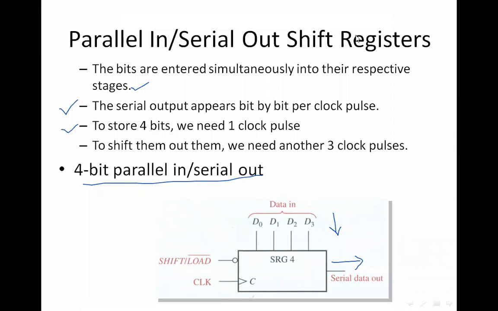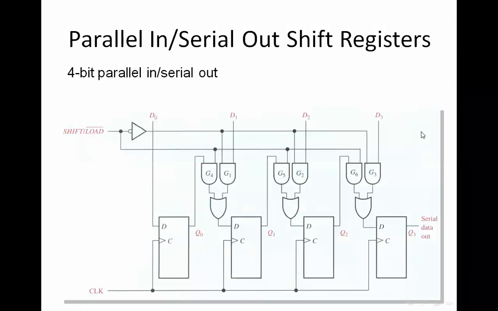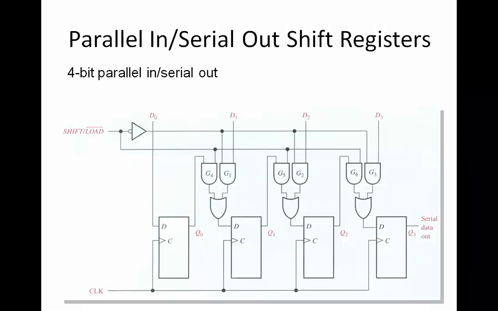Okay, so let us see another configuration here. I had given a glimpse in the previous class. Here it's going to be your 4-bit parallel in. How is it achieving parallel in? Through D0, D1, D2, and D3. And serial out is achieved with the last flip-flop, the fourth flip-flop. So Q3 will help us in getting out the serial data output.